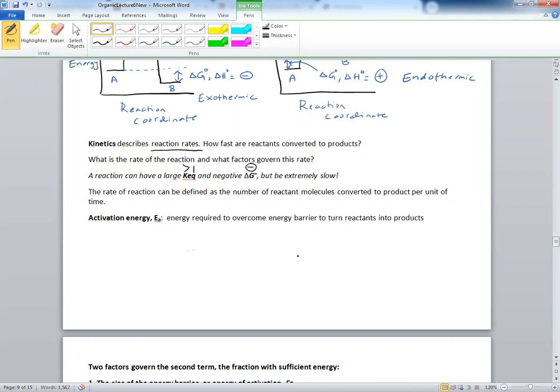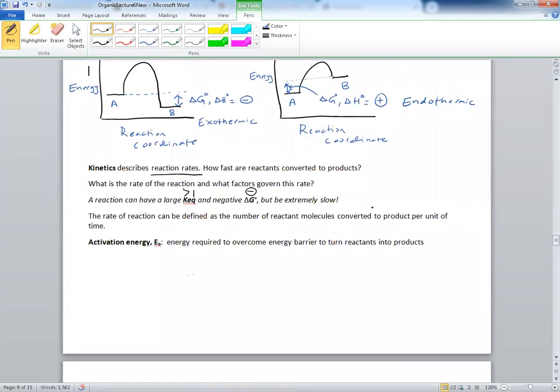So the rate of the reaction can be defined as the number of reactant molecules converted to product per unit of time. Now, the activation energy is the energy required to overcome the energy barrier to turn reactants into products. Before we begin, activation energy has this symbol delta EA, or it could be written as delta G double dagger. I just want you to be aware. But what is activation energy?